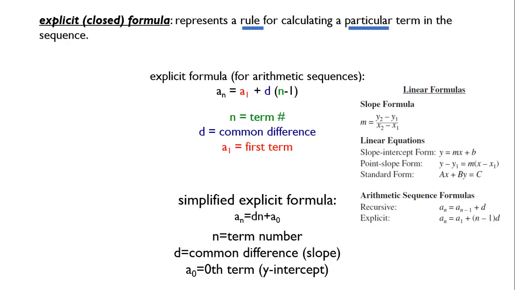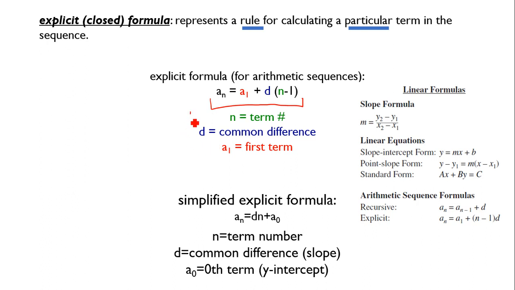Now, we have something called the explicit or closed formula, okay? So the idea of it is it's a rule for calculating a particular term in the sequence, okay? Here it is, and it is like the best thing ever, okay? So here is your explicit formula. A sub n equals a sub 1 plus d times n minus 1.